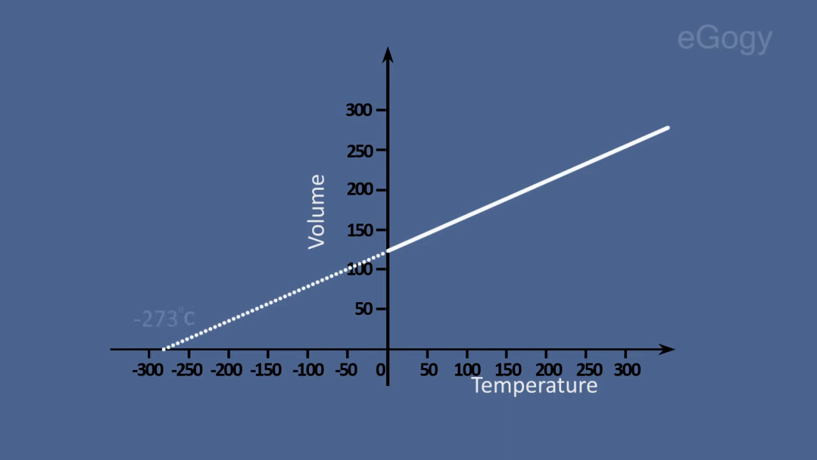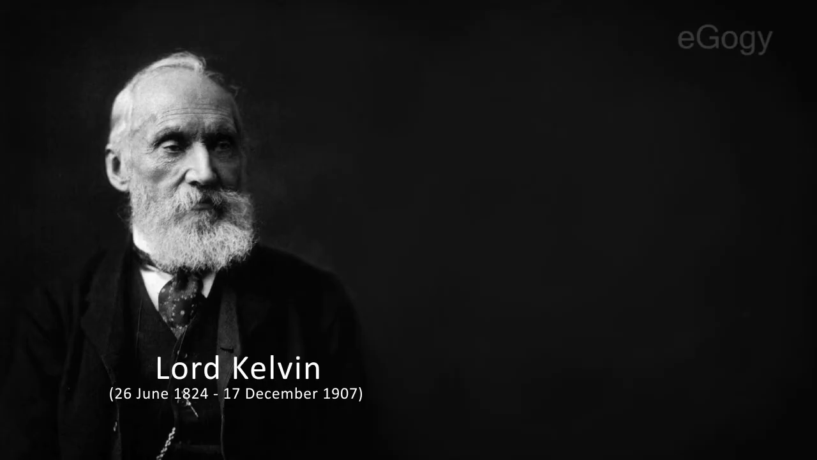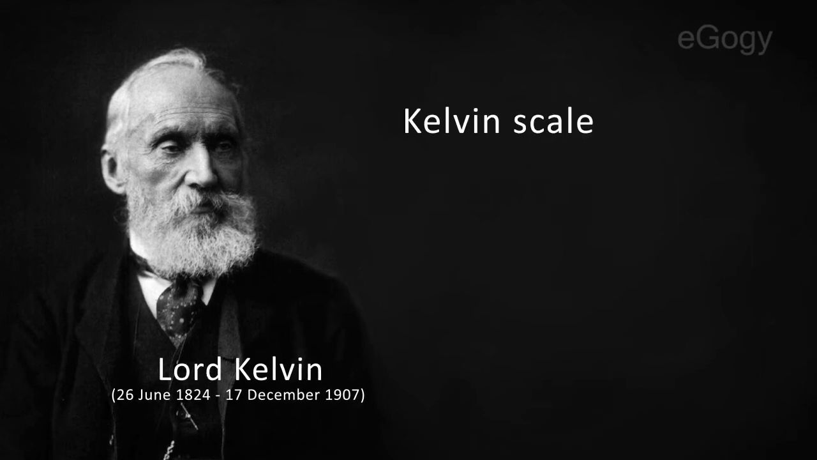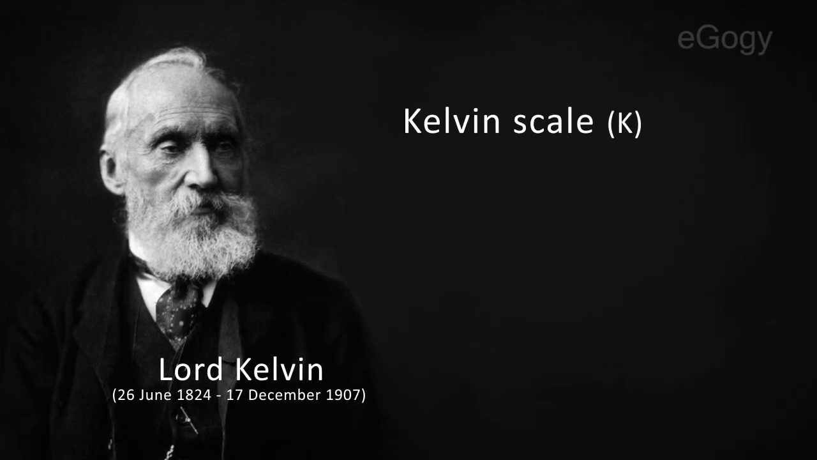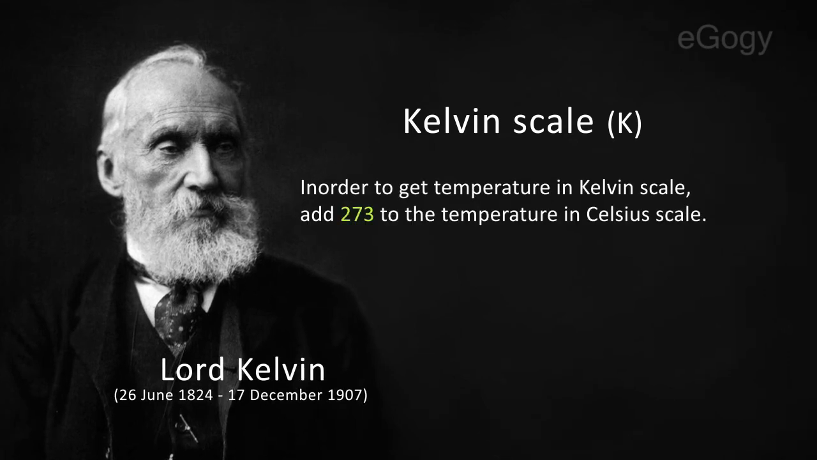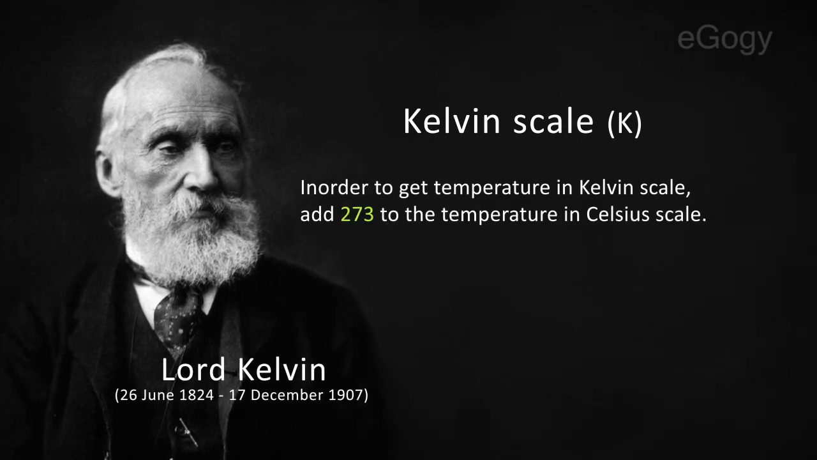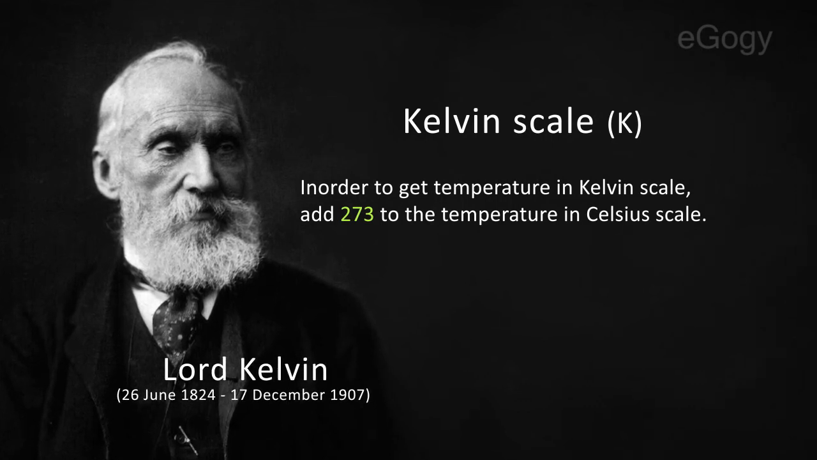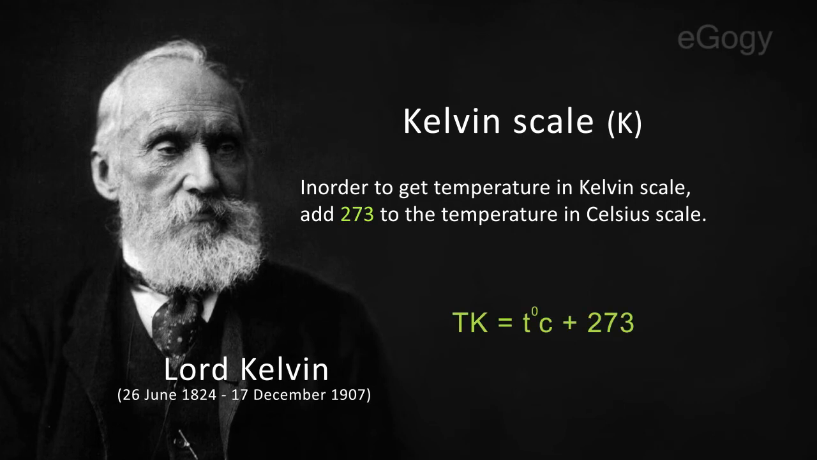Assuming this lowest temperature as zero, or absolute temperature, Lord Kelvin introduced a new scale of temperature. This is called Kelvin scale, and the symbol used is K. In order to get temperature in Kelvin scale, add 273 to the temperature in Celsius scale. That is, T_K equals T°C plus 273.